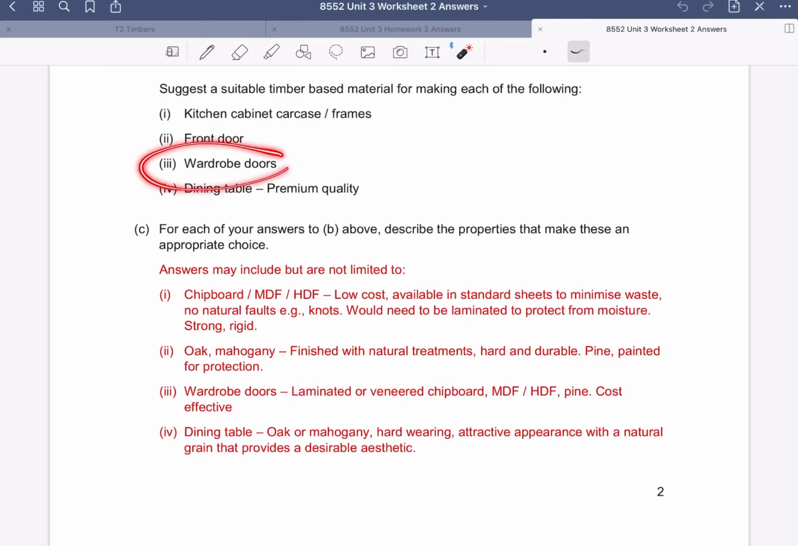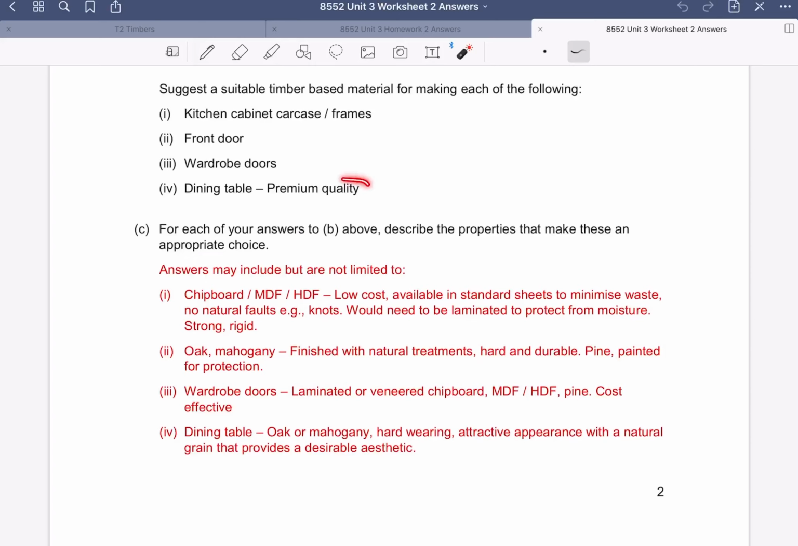You've got your wardrobe doors. Again, probably going to be some sort of chipboard. It's cheap, cheerful. It doesn't need too much structure. So laminated or veneered chipboard, because in the bedroom you probably want it to look aesthetic and quite nice. So MDF. When it talks about HDF there, that's high density fibreboard. You actually get LDF, MDF and HDF, all standing for low, medium and high density fibreboards. And they're very cost effective.